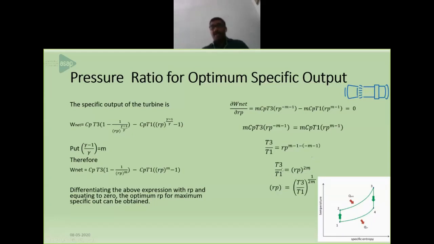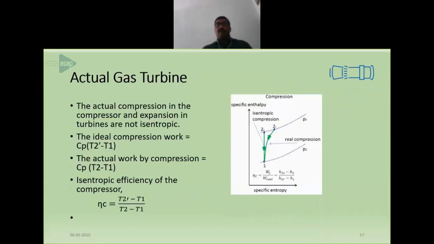So we need RP, that is the pressure ratio, because pressure ratio is the parameter which we are going to study to optimize, or to maximize, the specific work output. So RP is equal to (T3 by T1) the whole raised to 1 by 2M, and because M is equal to (gamma minus 1) by gamma, this will become RP is equal to (T3 by T1) the whole raised to gamma by 2 into (gamma minus 1). So far we have discussed the ideal gas turbine cycle.